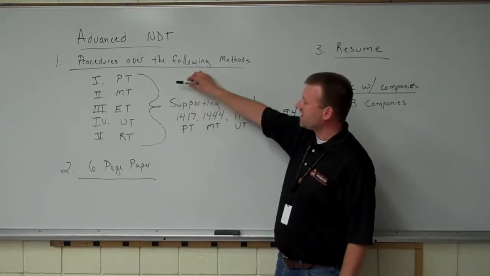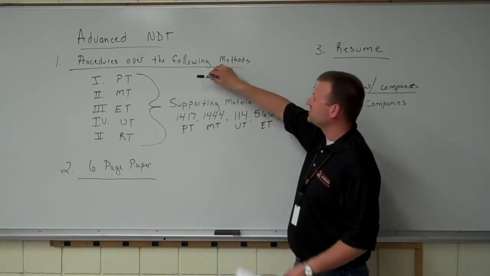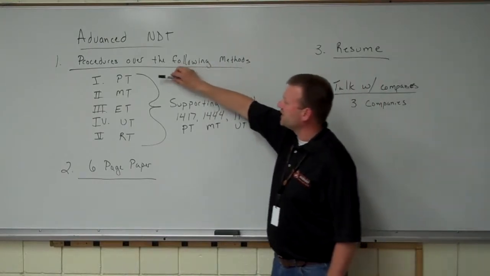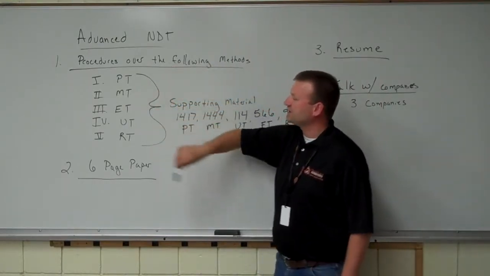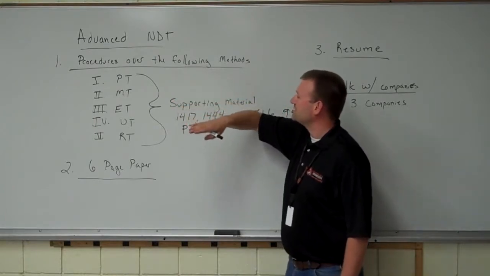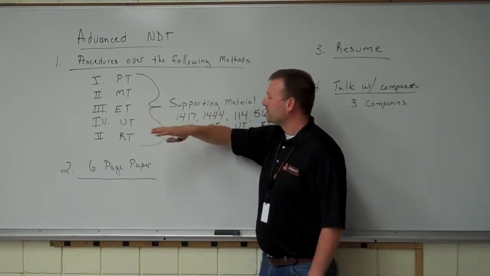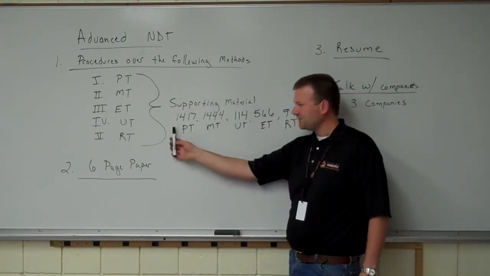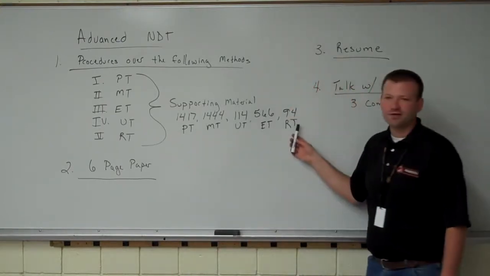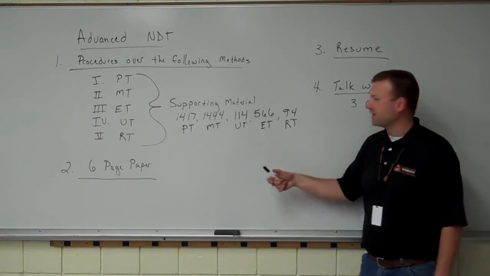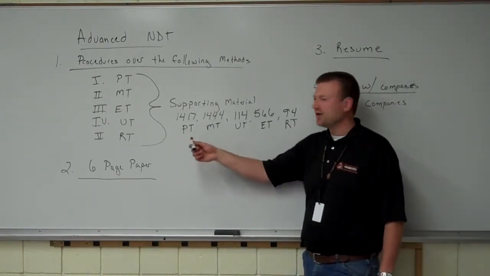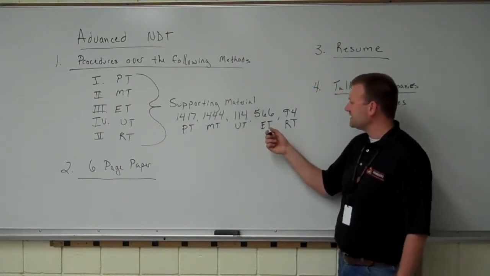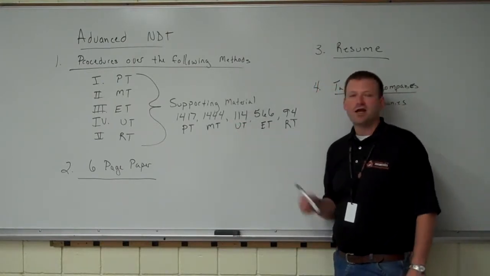So if you're in the assignments folder using this assignment sheet, when it's all said and done, one of the main assignments for Advanced NDT is to create a small procedure over each of these methods. A procedure over penetrant, one over mag, one over eddy current, one over ultrasound, one over radiography. When you're doing that, you're going to use this supporting material in the folder to kind of get your bearings going again. So 1417 is for penetrant, 1444 is for mag, 114 is for UT, 566 is for eddy current, and 94 is for RT.